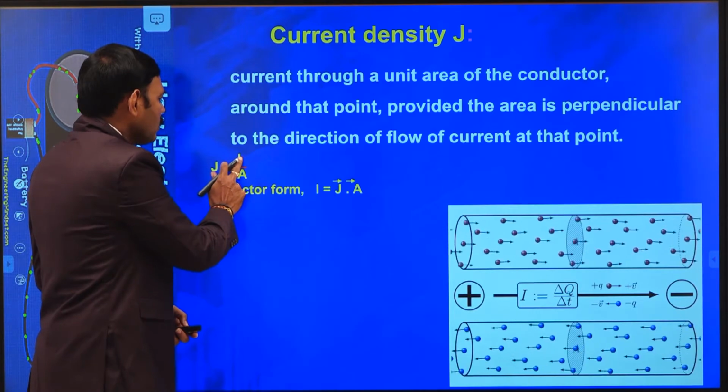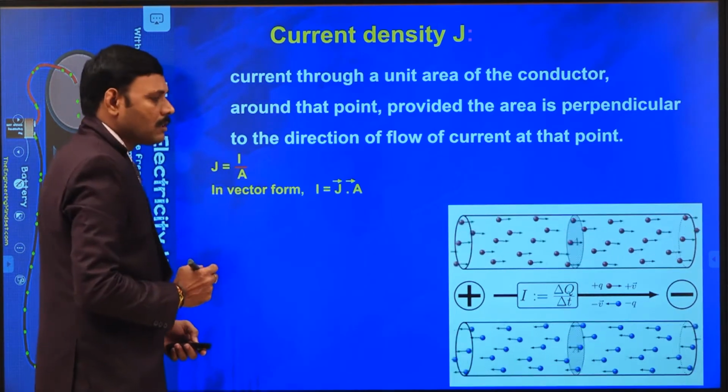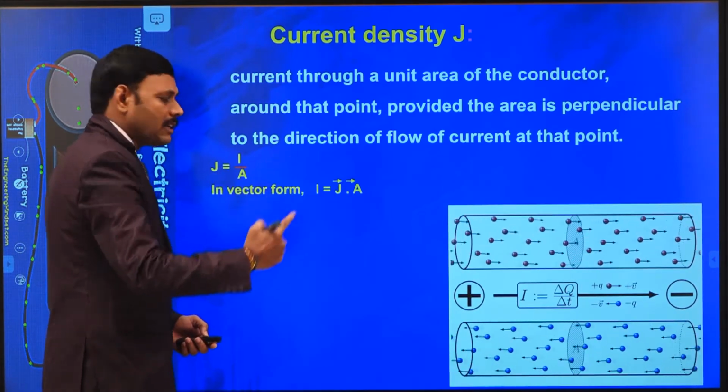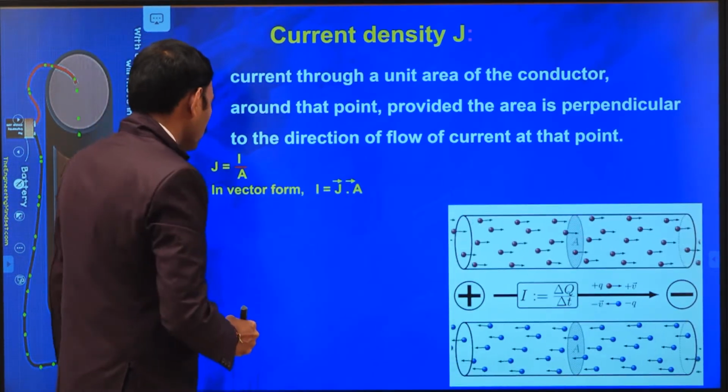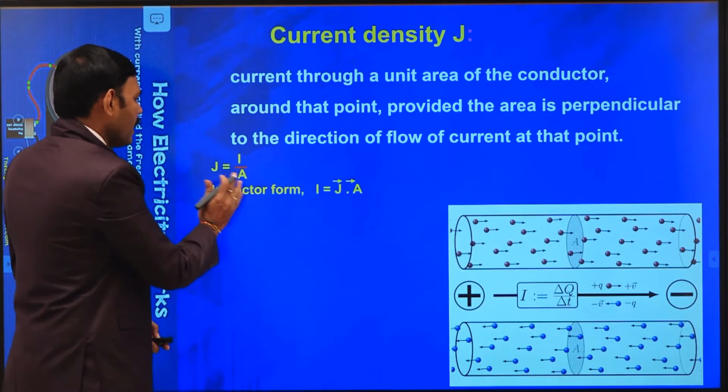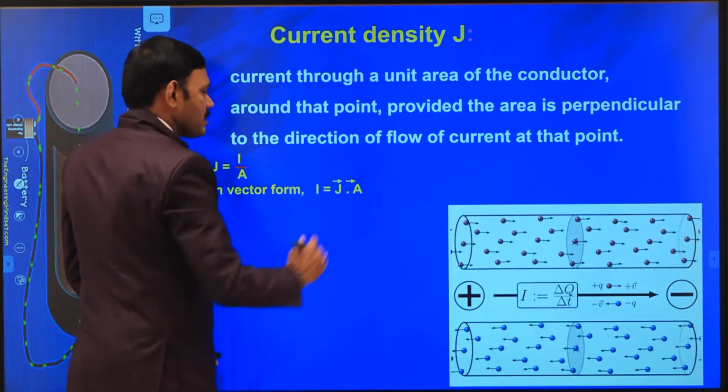I is the current through A area of cross section. Then in unit area, current traveling is I by A. Of course, A is normal to the direction of flow of current. In vector form, I is equal to J bar dot A bar.